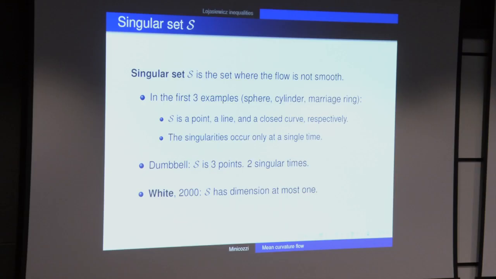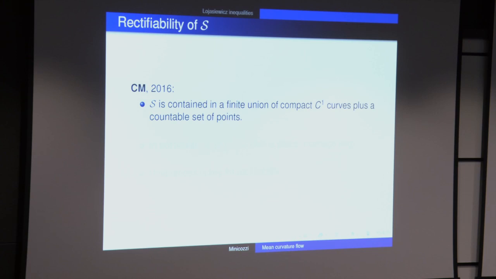Okay, so now I'd like to look at this singular set. What can we say about this set of singularities in general? We have these examples where the singularities are lines, points, curves. And we have a general theory which says that the set of singularities always has dimension at most one. Okay, so this is called rectifiability here.